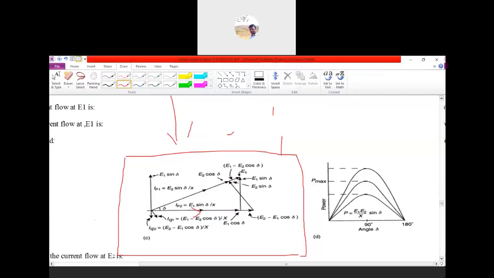Generator 2 also has a load, so both are interconnected. Both are interconnected.